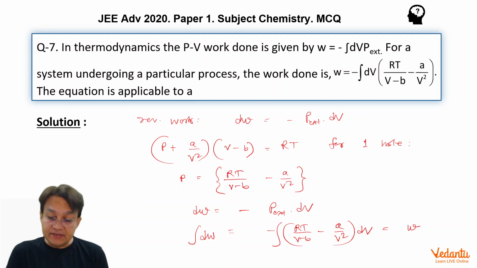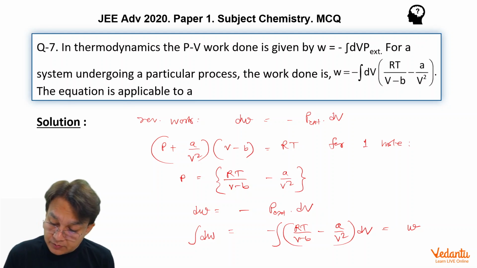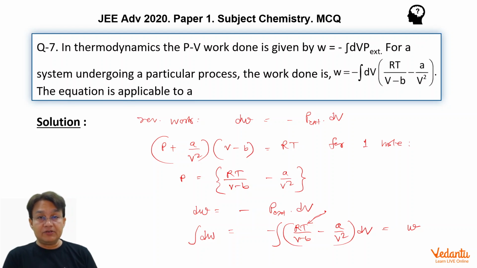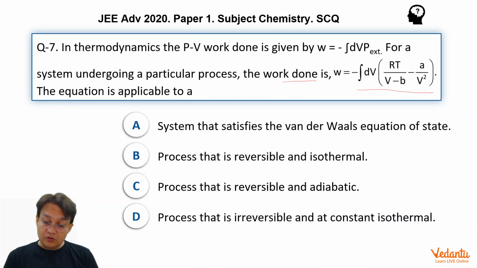So what kind of work is this? Is it a reversible work or an irreversible work? Of course, it is a reversible work. What is the status of temperature? In this expression, can you see this temperature? This temperature has been kept as a constant entity. Otherwise, it would also be a variable and we would have to take care of it. So if we are calculating work by this expression, that means the temperature is already constant. So can we select the process that is reversible and isothermal? Of course, B is the correct option.